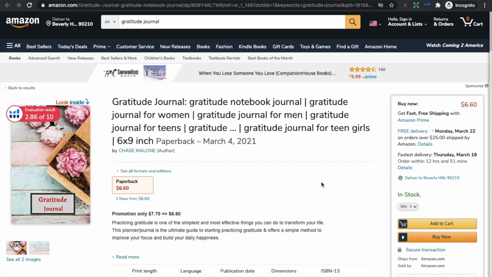Now this one is another perfect example of just stuffing it with keywords, adding things in that do not need to be there. So Gratitude Journal, well that's fine because that's what they put on their cover, so that's exactly what the book is, but they've just keyword stuffed the subtitle. Gratitude Notebook Journal, Gratitude Journal for women, for men, for teens, for teen girls. You can't target everybody, pick one. Is it for women or men? I would highly think a man wouldn't buy that.